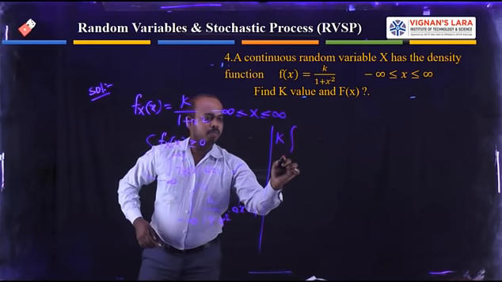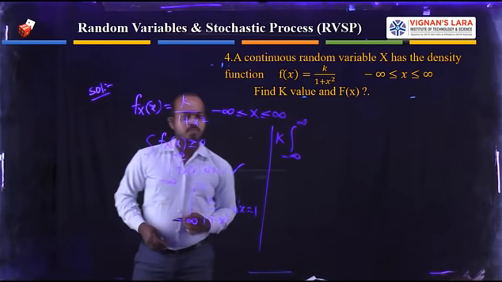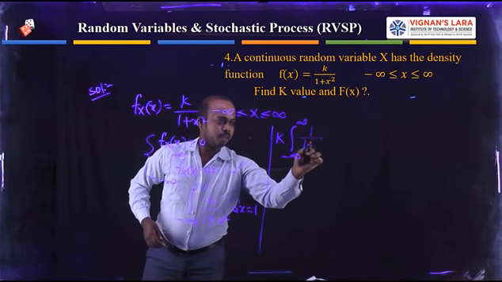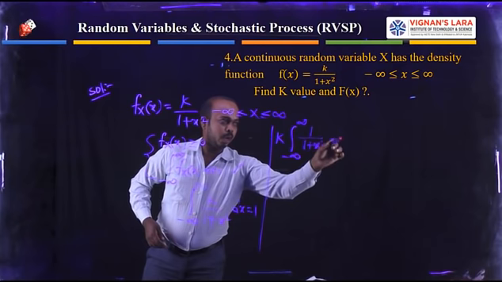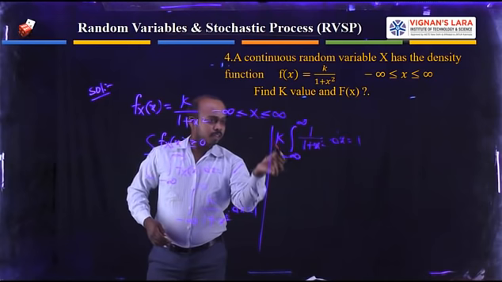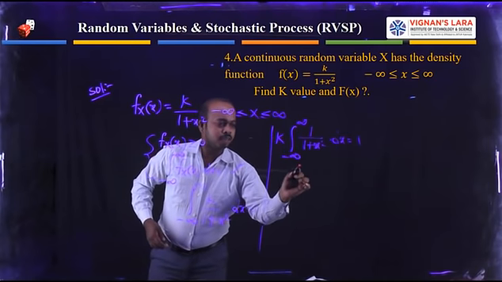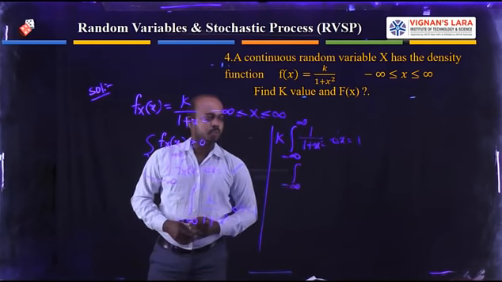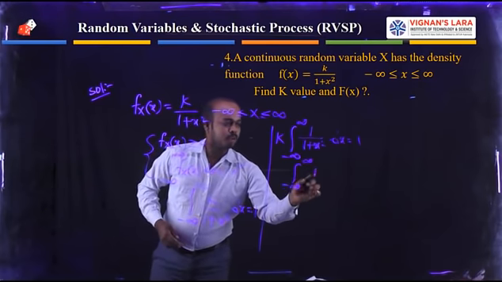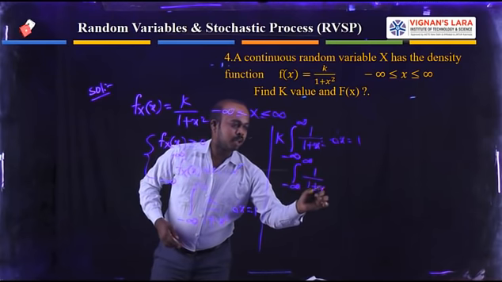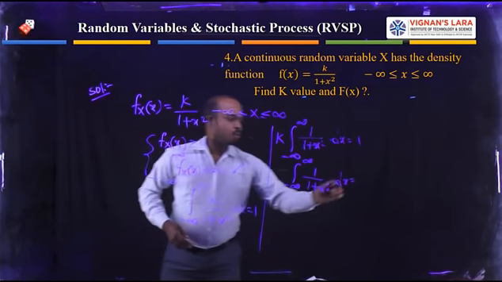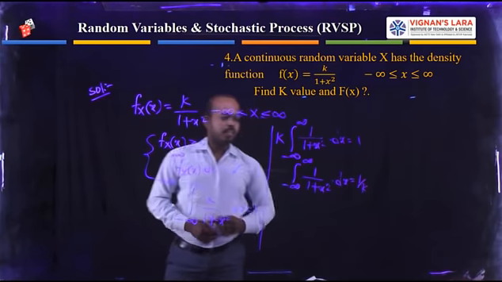The integration from minus infinity to plus infinity of the remaining function, 1 divided by 1 plus x square dx, is equal to 1. Now I am moving this k value to the right-hand side. The remaining term, the integral from minus infinity to plus infinity of 1 divided by 1 plus x square dx, is equal to 1 divided by k.